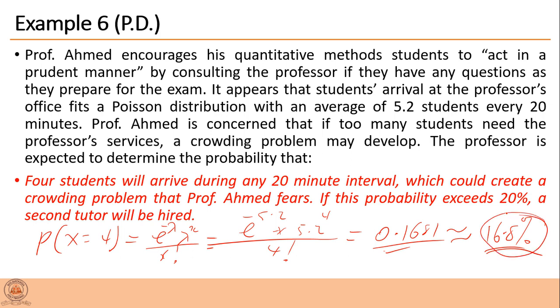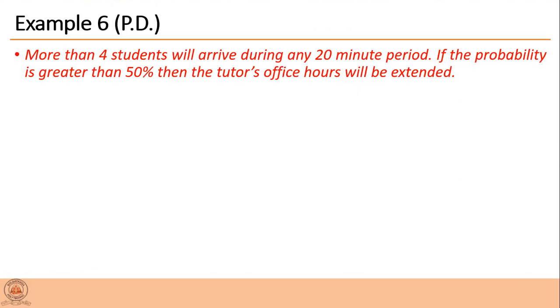The condition here is this: if the probability we have calculated exceeds 20%, then a second teacher needs to be hired. Looking at the solution, in a 20-minute interval, the chances that the professor will receive 4 students is approximately 16.8%, which is less than the 20% threshold. Therefore, there is no need to hire a second professor for this service. Let's look at the second part of this question.